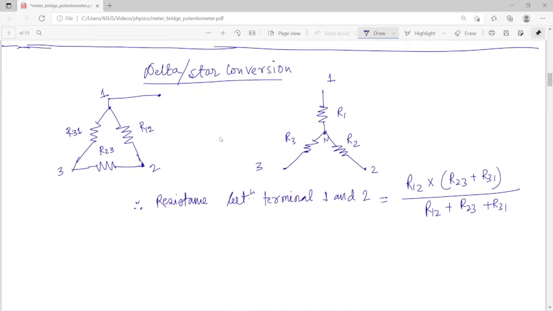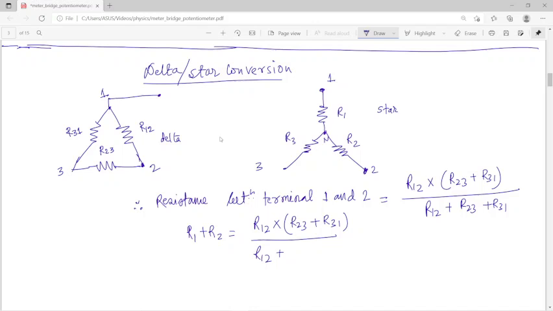And the same thing, if we use the same terminals, terminal one and terminal two, you will feel that in case of star, this is the star network and this is the delta network, because it looks like a delta, it looks like a star. So between 1 and 2, the resistance is R1 plus R2. So we can say this R1 plus R2 should be equal to this, because the 1 2 junction resistance in the delta network will be replaced in the star network in the same junction.